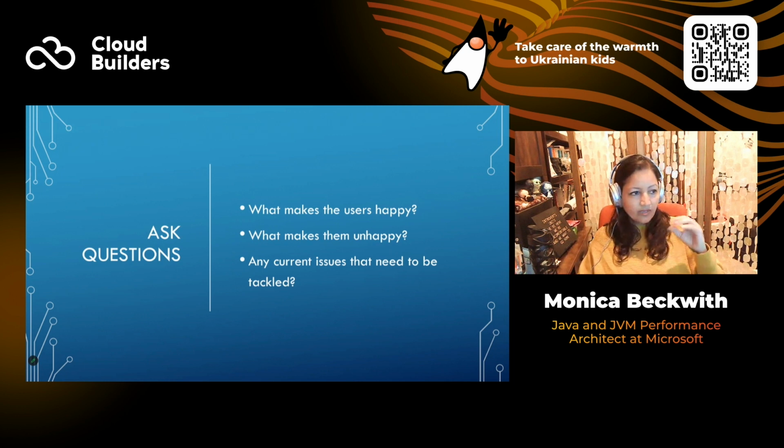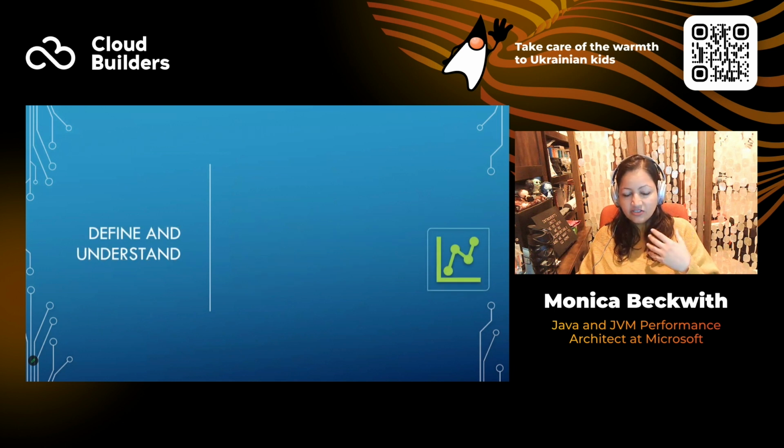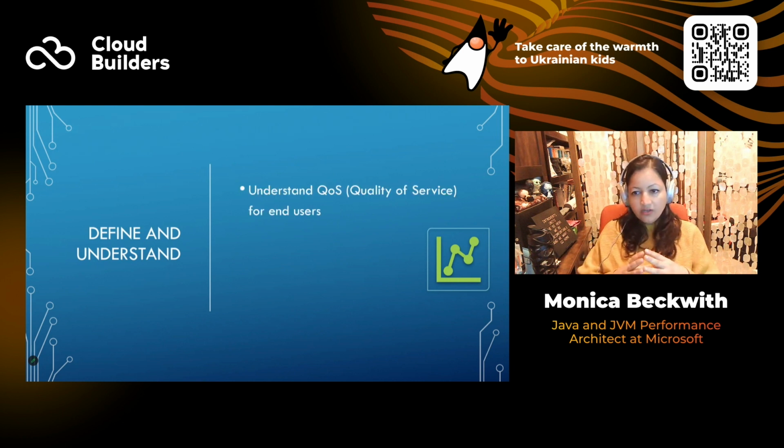Okay. So now that we have asked questions, the next thing is to define and understand different metrics. When we talk about performance, we always guarantee a quality of service, right? And this quality of service is something that your end user understands and expects of your system, right? So first, we need to understand what quality of service is.